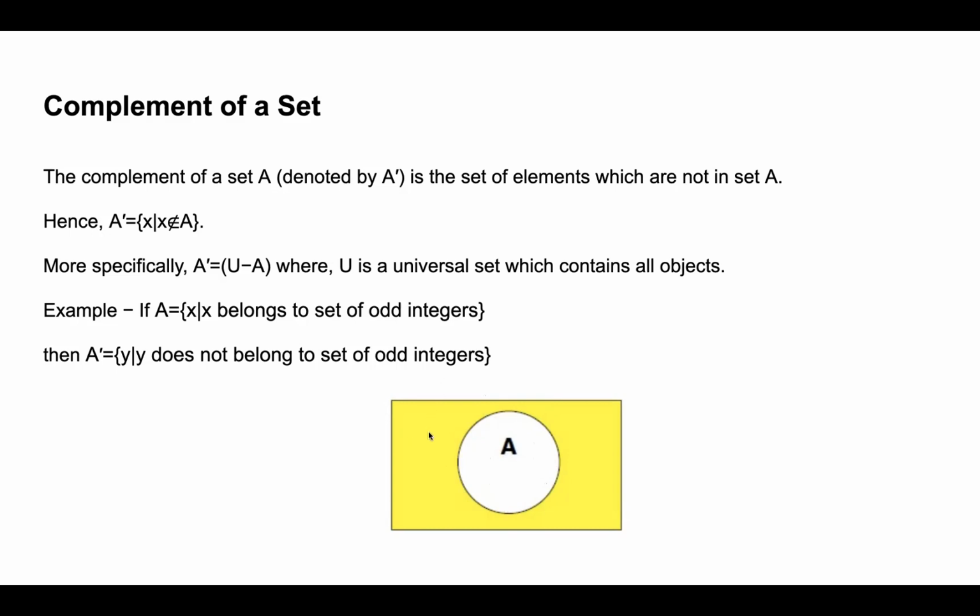U minus A means what? Universal elements other than A will be called as complement of A. Okay, A means here set A or A dash. Okay, A dash is complement of set A, and it is U minus A, means all the other items from the universal set other than A. Okay, A चे elements येणार नाहीत, universal set मधले बाकीचे elements येणार, that will be known as complement of a set. Okay.